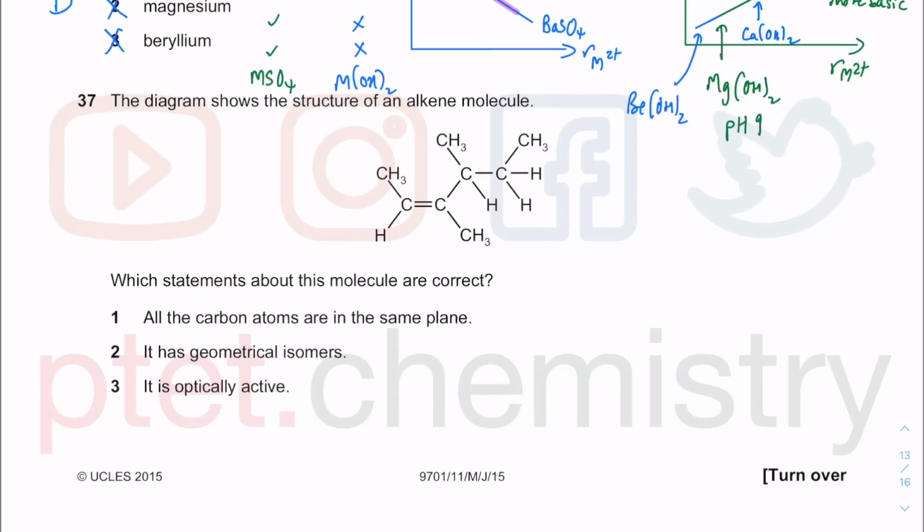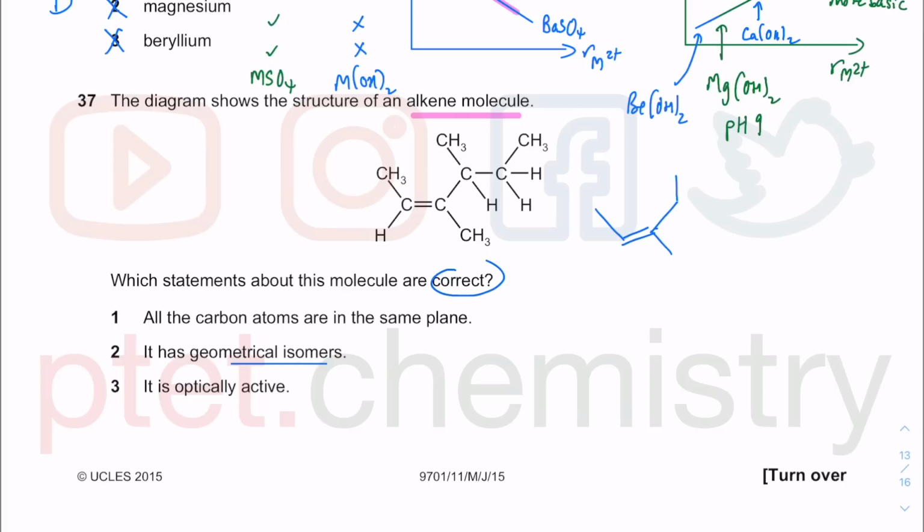Question 37, what we have is an alkene molecule. This is the double bond, the alkene there. Which statements about this molecule are correct? It has geometrical isomers. If I try and draw the skeletal formula, because it's a lot simpler to draw the skeletal formula, let me see if I can draw this a lot better.